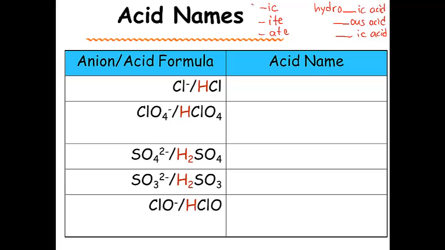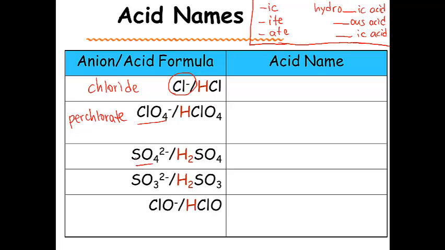Here I've jotted down the basic rules for naming acids above, so you can refer to this as we do this page. So here are the names of the ions involved in these examples. This is chloride. This is called perchlorate. This is sulfate. The one below it's very similar. Notice it's 4 oxygens to 3. This is sulfite. And then the last one is hypochlorite.